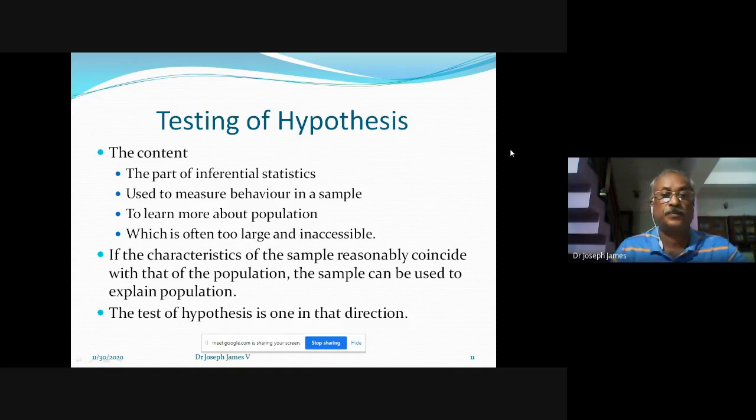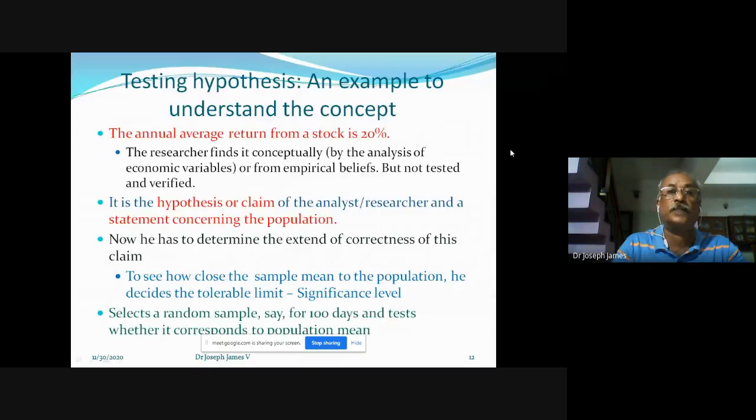And test of hypothesis is actually a process in that direction. That is to make a generalization simply. That is, by using sample characteristics, we can make a generalization that these characteristics are also applicable to the population. And that is the objective of testing hypothesis.